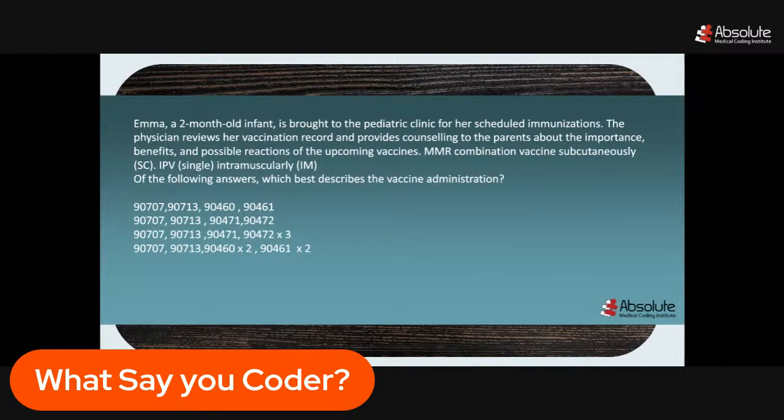Okay, coders, I know that you all are thinking now, trying to answer. Okay, so let's go ahead and solve this one together.